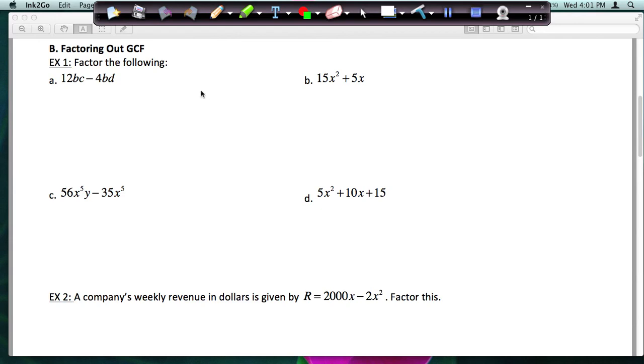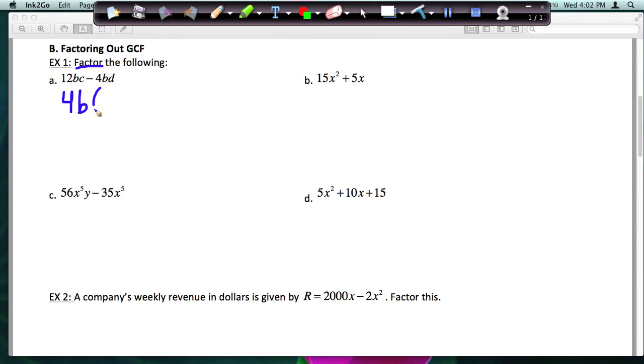Okay, let's actually practice taking out the greatest common factor. So when you're asked to factor, the very first thing you want to do always is pull out the GCF. So I'm going to look at A, and I have 12BC minus 4BD. So first thing, let's decide what the GCF is. And the GCF of 12 and 4 is 4. And then the variable that they have in common is just a B. So that's what I'm going to pull out.